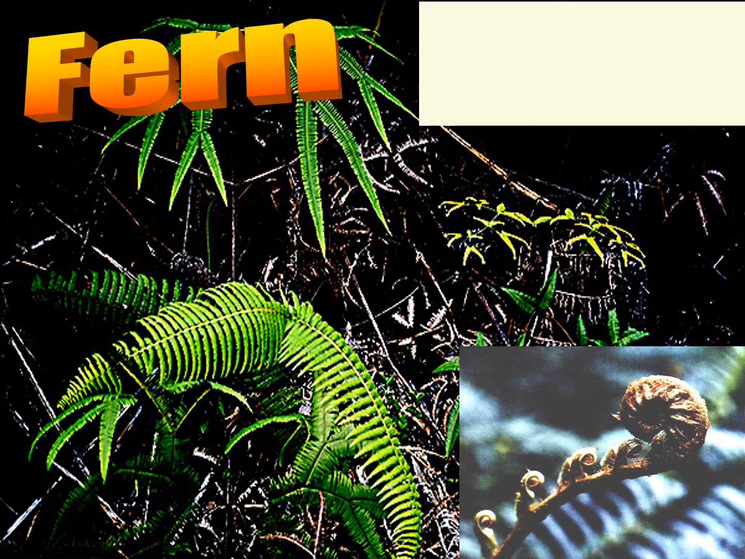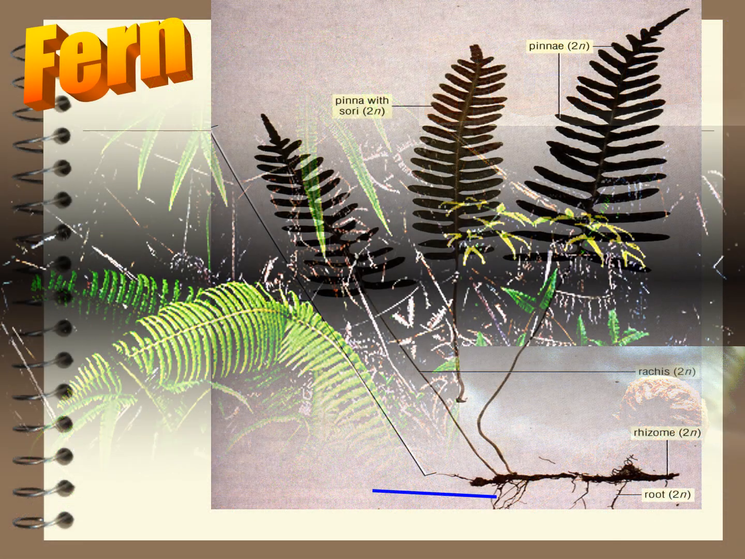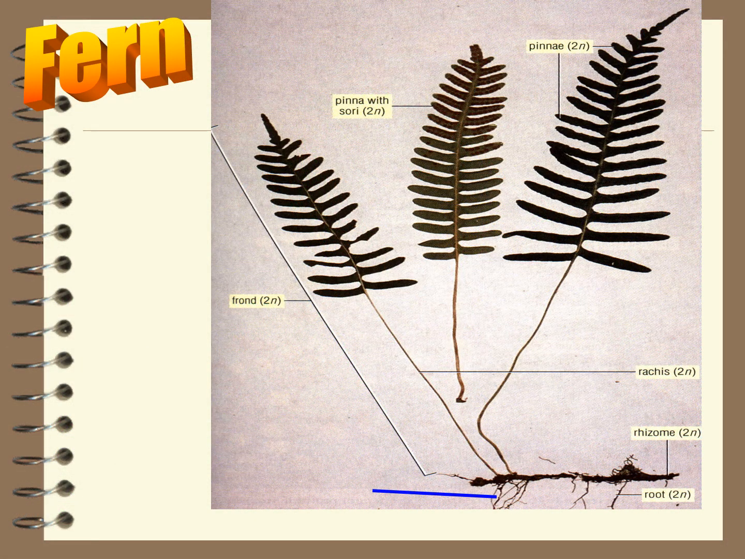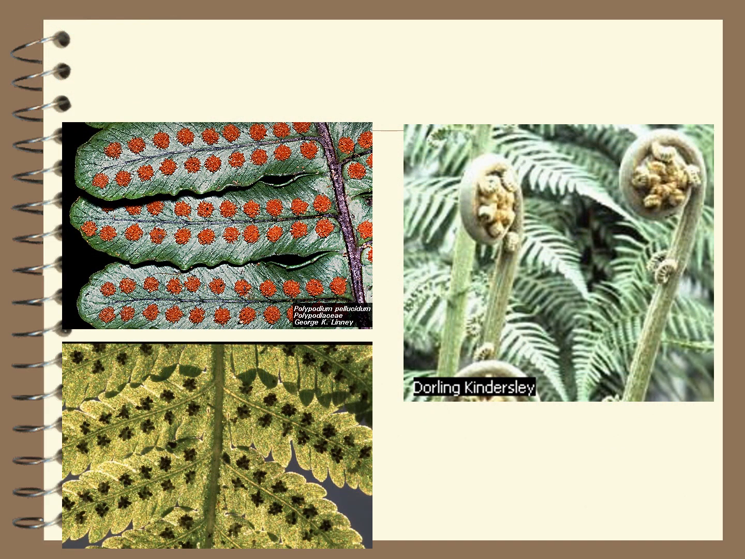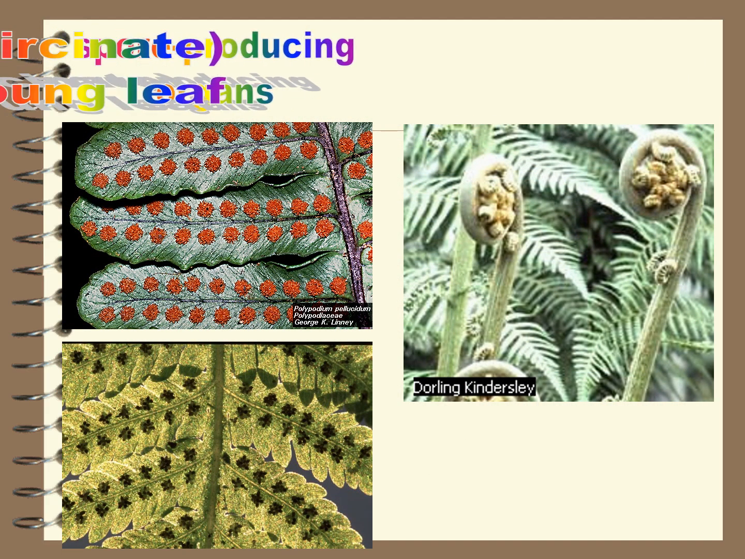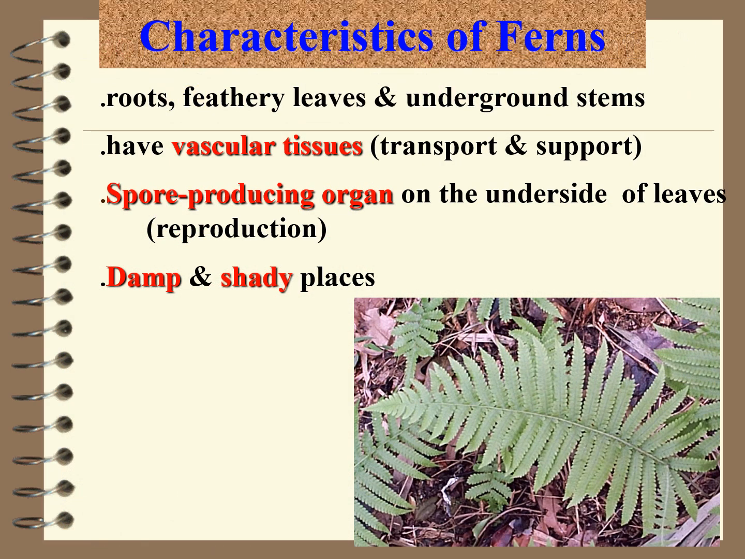Underground stem. Root. A leaf, finely divided into small parts. Roots, feathery leaves and underground stems. Characteristics of ferns. Have vascular tissues, transport and support. Damp and shady places. Spore-producing organ on the underside of leaves, reproduction.